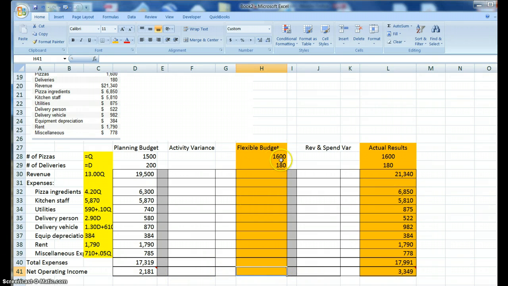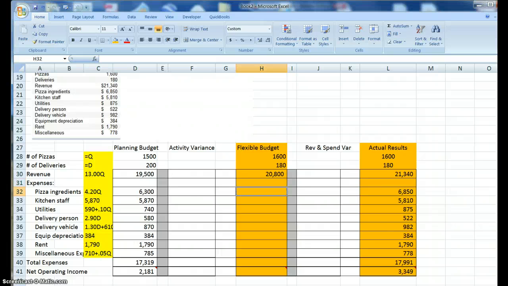So what we want to do with the flexible budget is to take our actual quantities, 1,600 pizzas, 180 deliveries, and use these two variable components and recalculate the planning budget had we known that we would have had these activity levels. So had we known we were going to sell 1,600 pizzas, I would have multiplied it by an average revenue of $13 a pizza. Right?